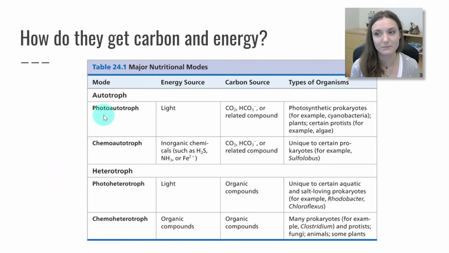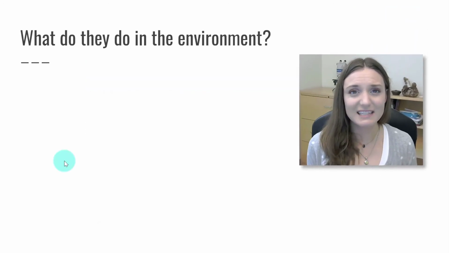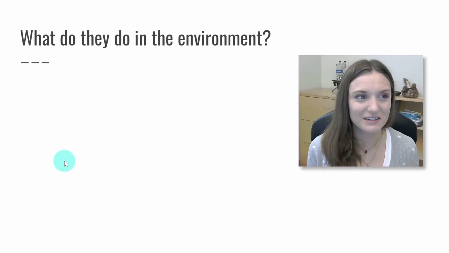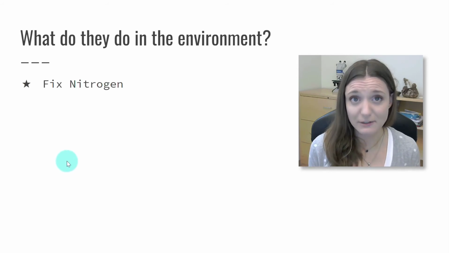But the whole point of this is that they have a huge, wide variety of ways to get energy and to get carbon. So they can live in many different environments, and they can use many different sources of energy and many different sources of carbon to exist, which is part of the reason why they're so diverse, why there's millions of species of prokaryotes. And then lastly, what are bacteria doing in their environment? What's their role, right? Some bacteria fix nitrogen.